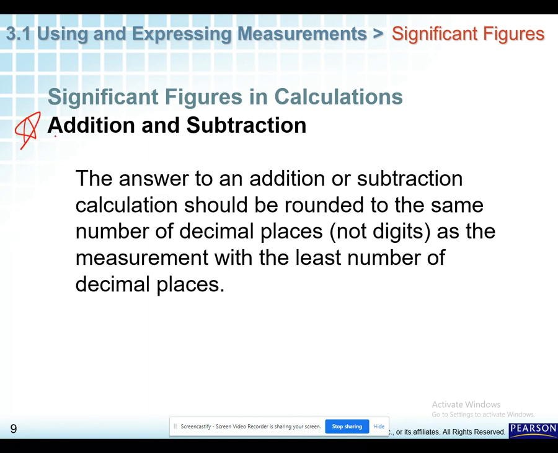Now we're going to go into sig figs whenever we add and subtract. Adding and subtracting are going to have different rules than if you're multiplying and dividing. To answer an addition or subtraction calculation, it needs to be rounded to the same number of decimal places, not digits. And we want the least number of decimal places. So you don't have to look and see if something has sig figs or not. We want to do decimals.